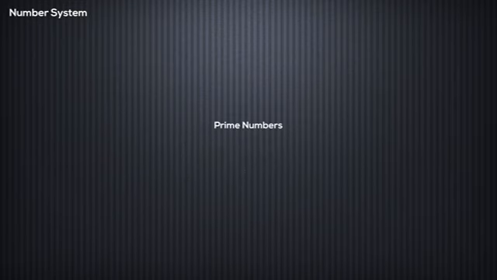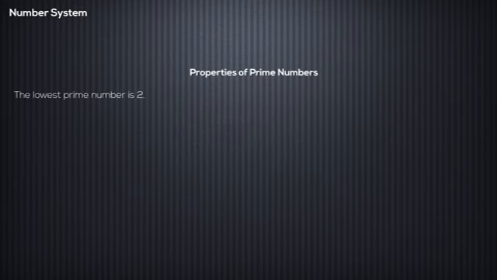Prime number. A natural number larger than unity is a prime number if it does not have other divisors except for itself and unity. Note that unity, that is 1, is not a prime number. The properties of prime numbers are: the lowest prime number is 2. 2 is also the only even prime number. The lowest odd prime number is 3.